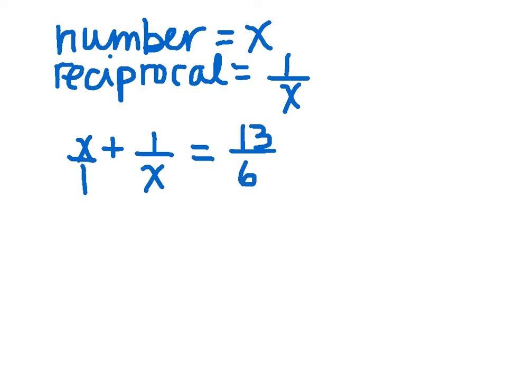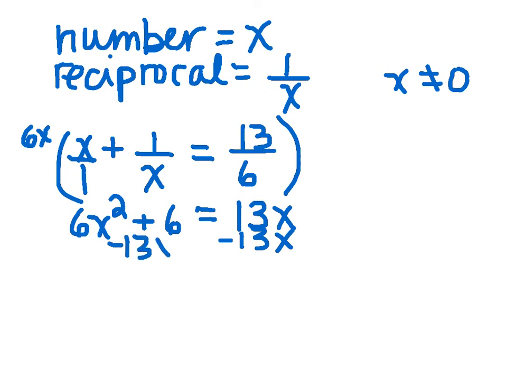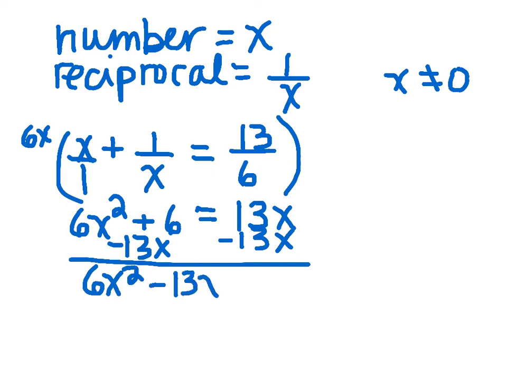Well, as you can see, I have a fractional equation. I need to say over here, x cannot equal 0, finding the restrictions. I hope you can see that the LCD is 6x. That gives me 6x squared plus 6 equals 13x. So since I have a coefficient here, that means I need to subtract 13x. Don't forget in quadratic equations what the proper order is. I need to put them in terms of decreasing exponents.